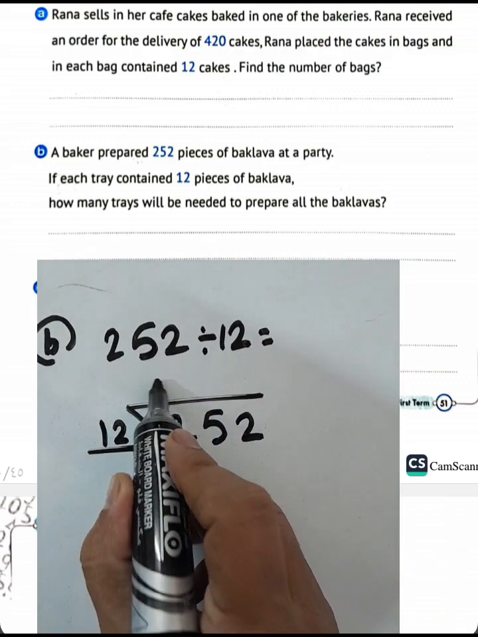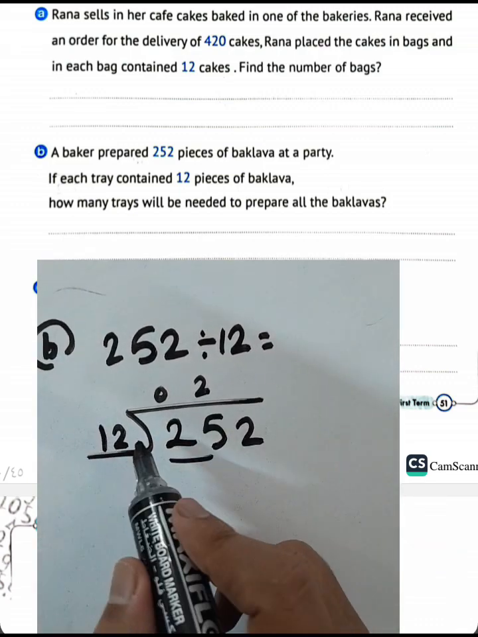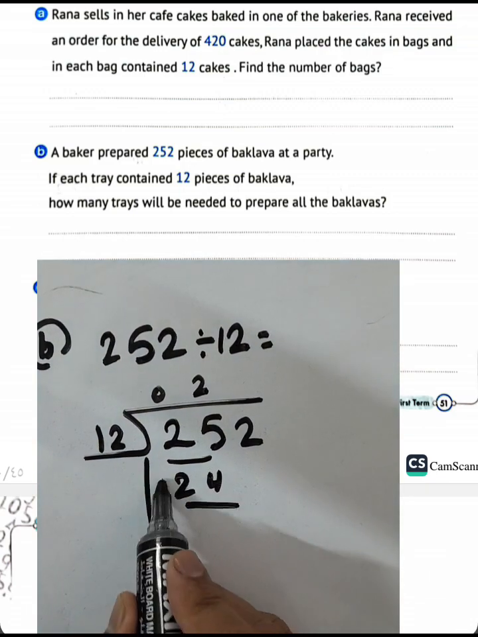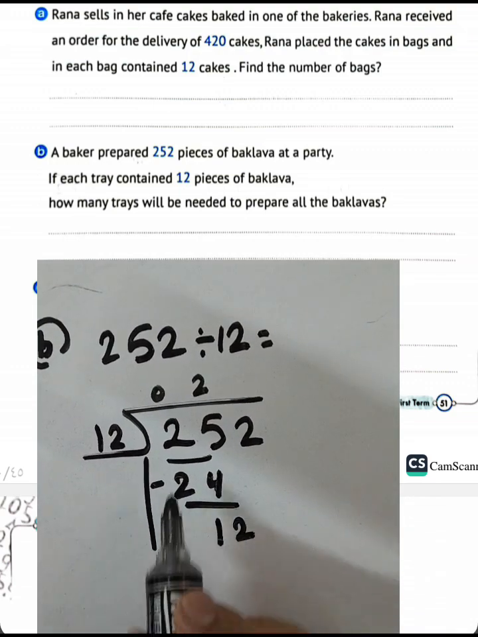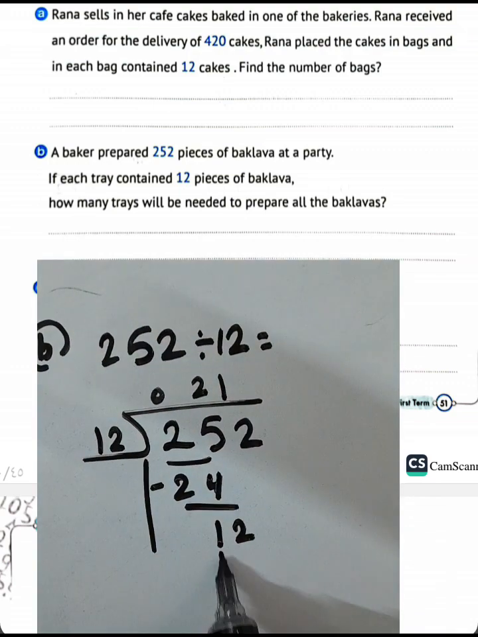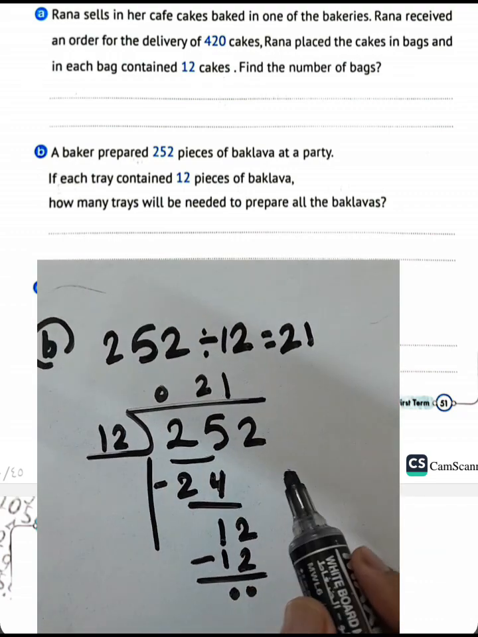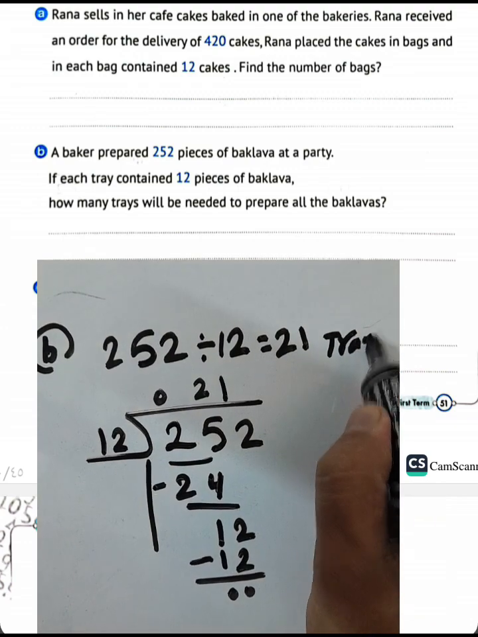2 divided by 12, we can't do it. 25 divided by 12 equals 2, 2 times 12 equals 24. There is 2. 25 minus 24, the difference will be 1, and then drop 2. 12 divided by 12 equals 1. 1 times 12 equals 12. Then the result here would be 21. We have 21 trays.